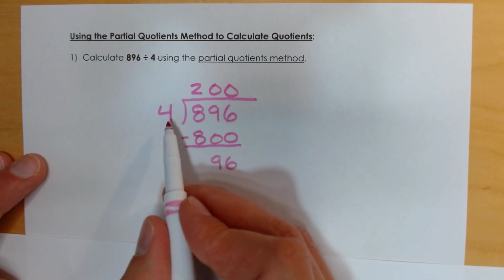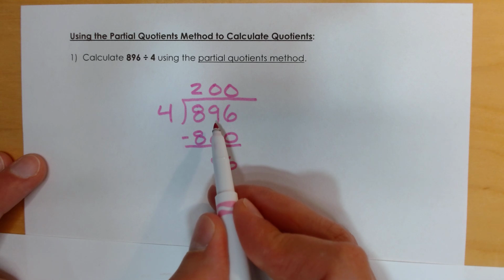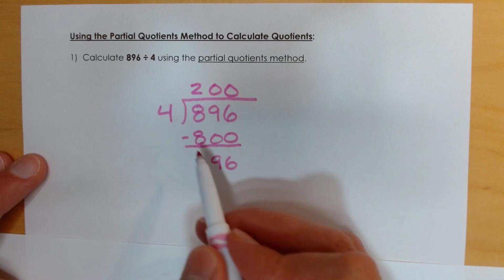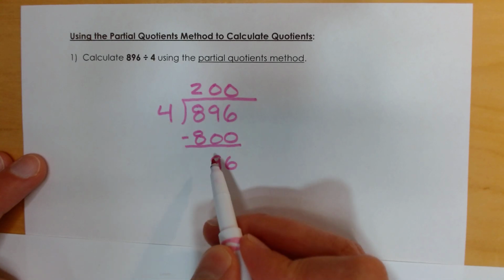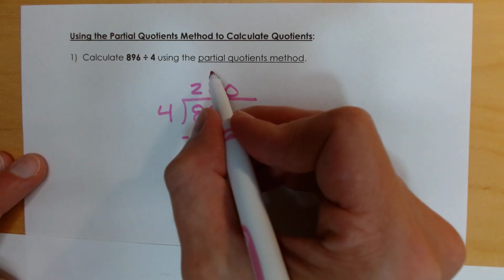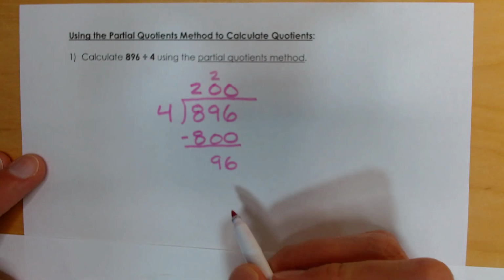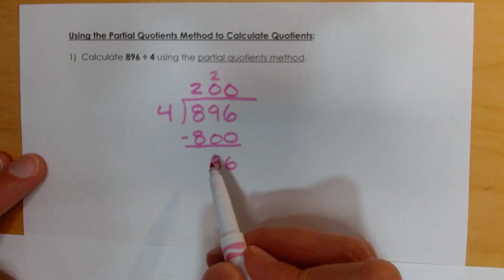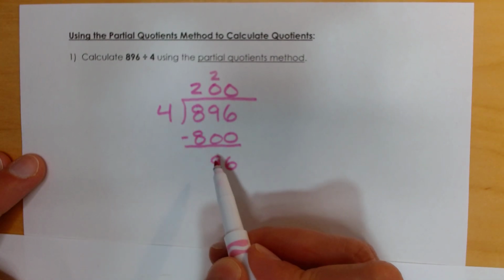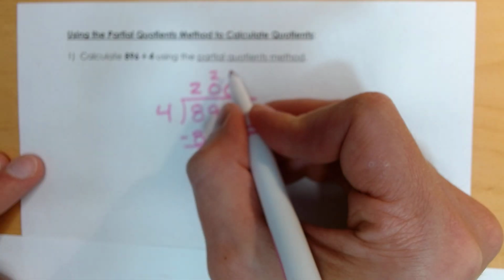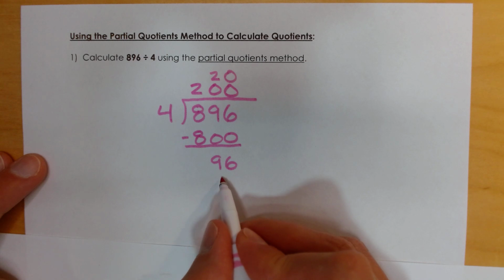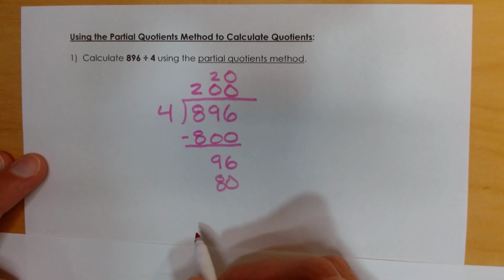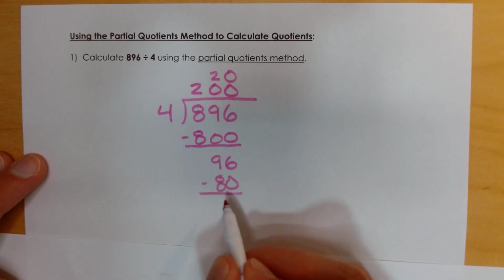And then I go to my next place value, which is now the 9, in the tens place. So I'm thinking of this not as 4 into 9, but 4 into 90. So how many 4s go into 9? Well, I can only fit 2 4s into 9, but I'm thinking of it as 4 into 90. So how many 4s go into 90? Well, that would be 20, right? So 4 times 20 is 80. Again, going place value by place value, now I have 16 left, right?